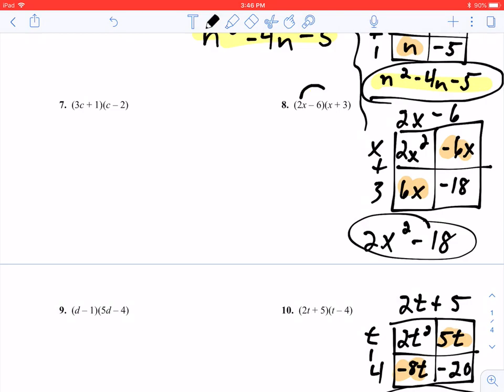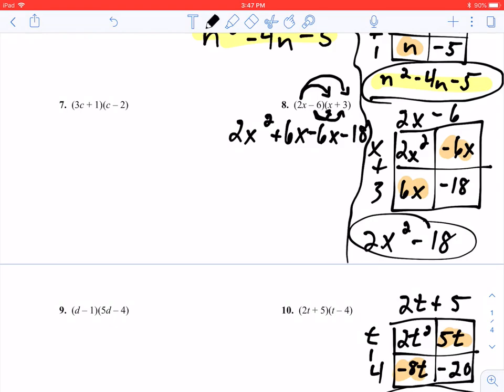First terms, 2x times x. That's 2x squared. And then we're going to do 2x times 3, which is 6x. So first, outer, now we need to multiply the two inner terms. We have negative 6 times x, negative 6x. And followed by that, last terms, negative 6 times 3 is negative 18.